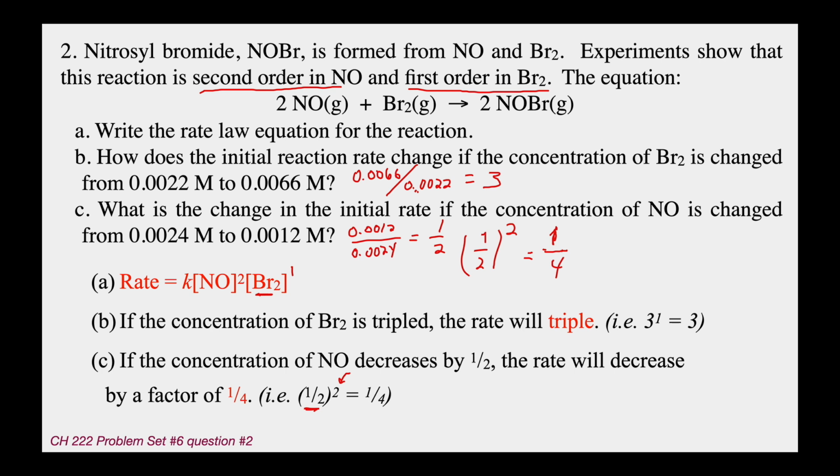If we would have tripled the NO concentration in C instead of taking 1/2 of it, then we would have gone 3 squared. It would have increased by a factor of 9. So the rate law helps the chemist to see why rates are fast or slow. We're seeing the factors that make a reaction go quicker or slow it down quite a bit.